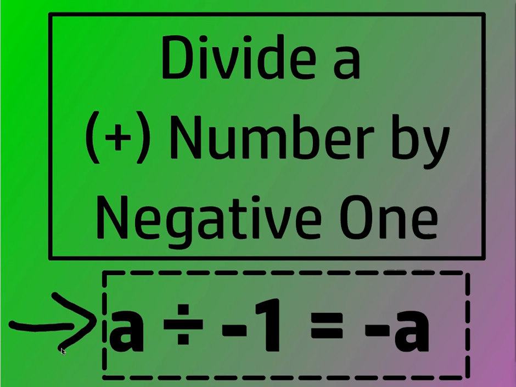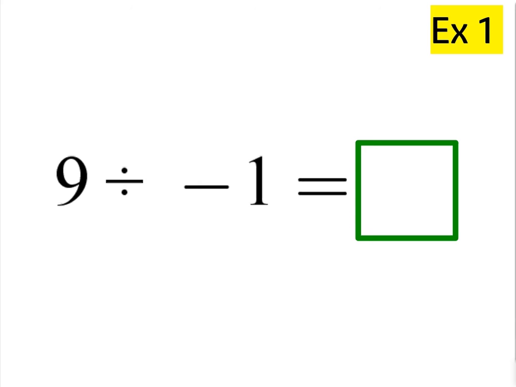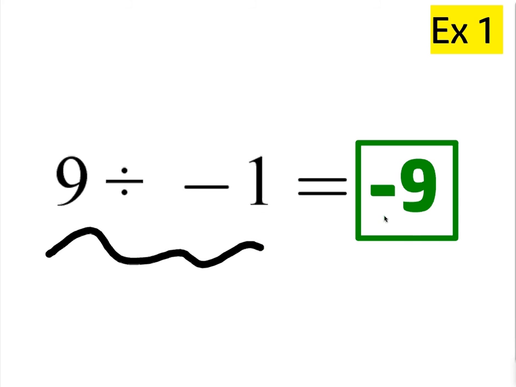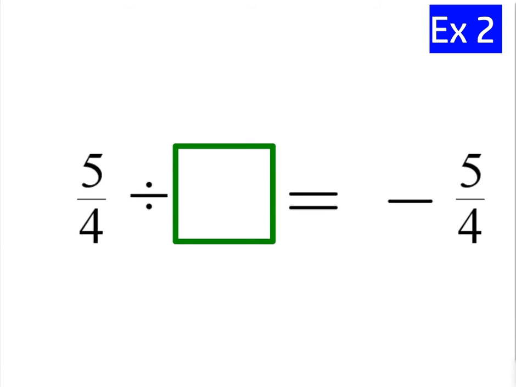Again, this is just the rule written. Positive a divided by negative 1 gives you negative a. So let's look at some more concrete examples. Here's the 9 again. 9 divided by negative 1 is going to give you the negative 9 back. Okay, let's look at this one together.